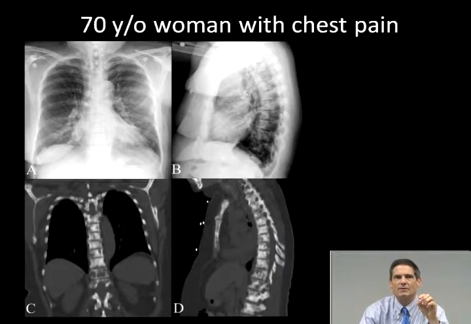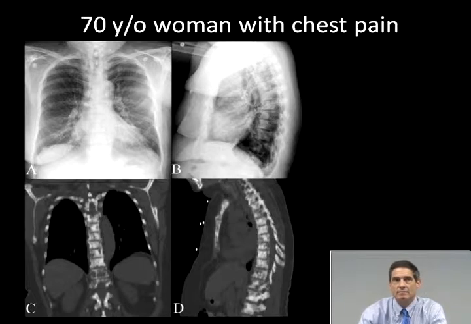Here's a composite of all four pictures. The chest x-ray showing the retracted breast shadow from a large primary breast cancer. The two-view chest and reconstruction CT showing diffuse metastatic blastic bony deposit in this patient with chest pain. So the chest x-ray did show the cause of the chest pain in this patient.